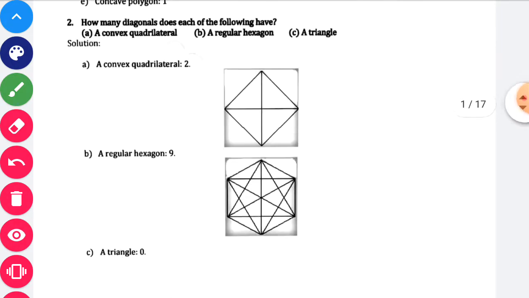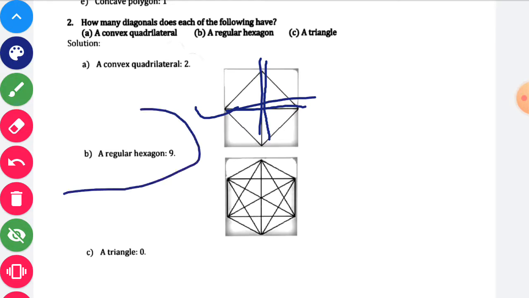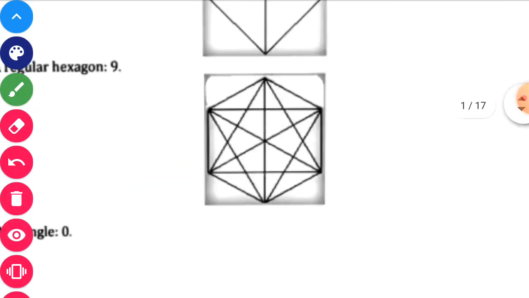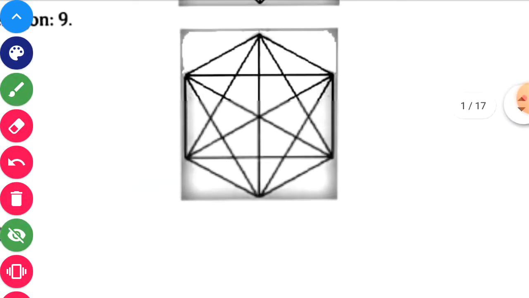Question number 2, how many diagonals does each of the following have? Convex quadrilateral, regular hexagon and triangle. This is the convex quadrilateral. Okay. So diagonal, that two points joining two opposite vertex, line joining two opposite vertex. So 1 and 2. Regular hexagon, how many it's possible? Let's check.